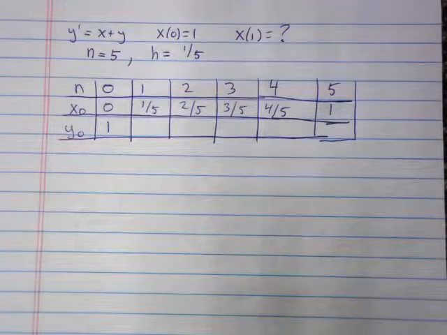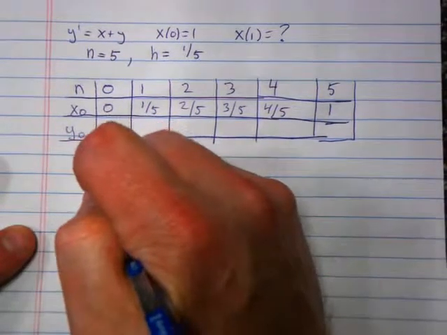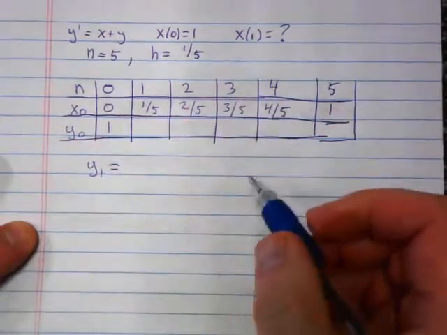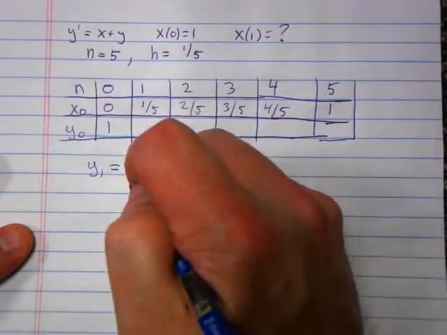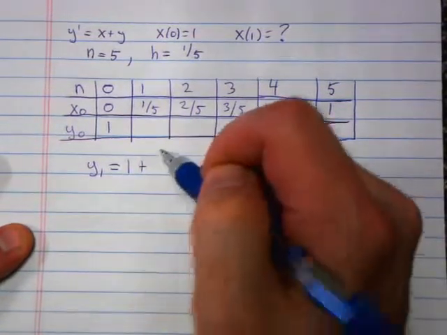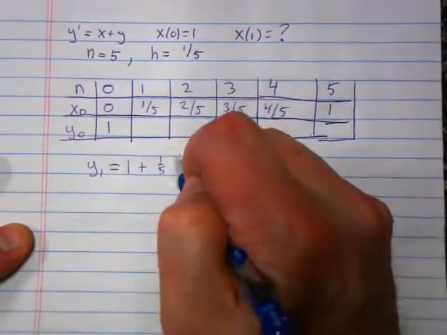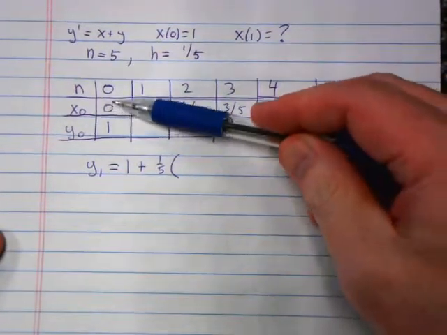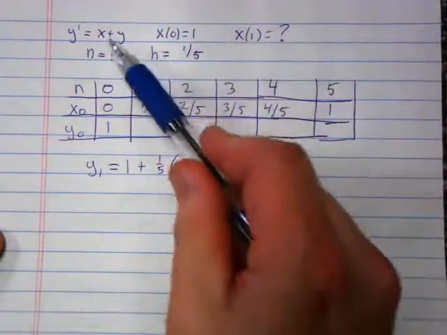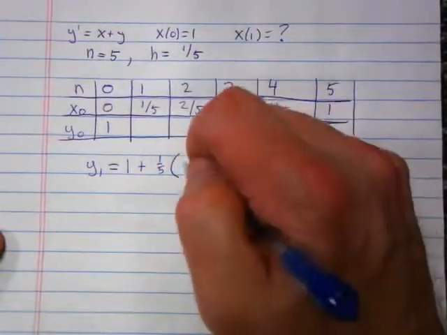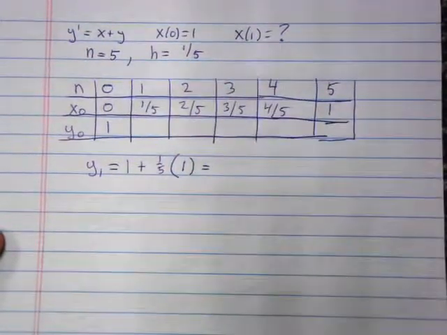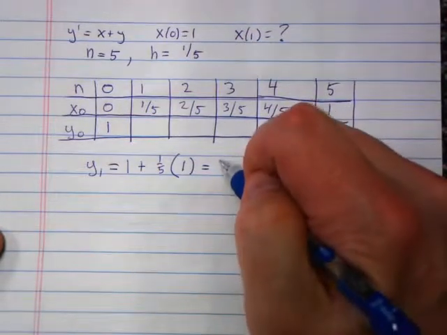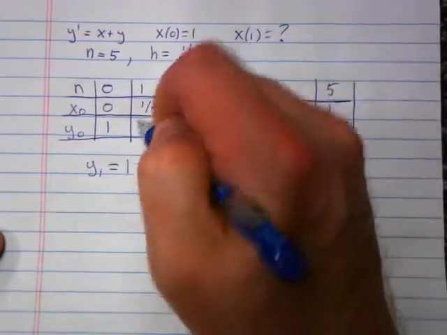All right, so to compute y sub 1, we take y sub 0. How much is y sub 0? 1. Plus our h value is 1/5. And then we plug x0 and y0 into our equation. 0 plus 1, that's 1. So what's 1 plus 1/5? 6/5.